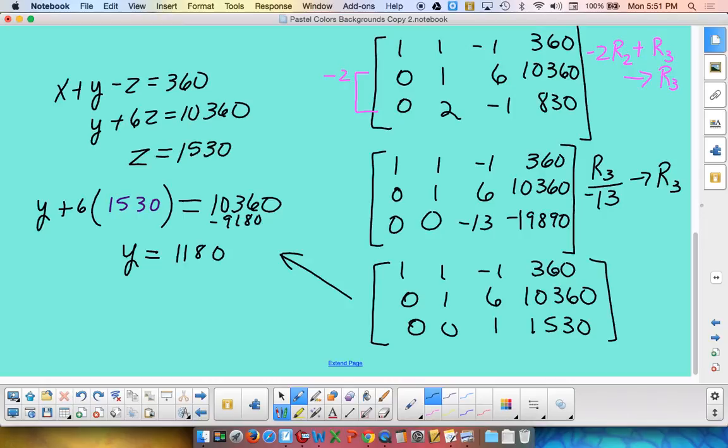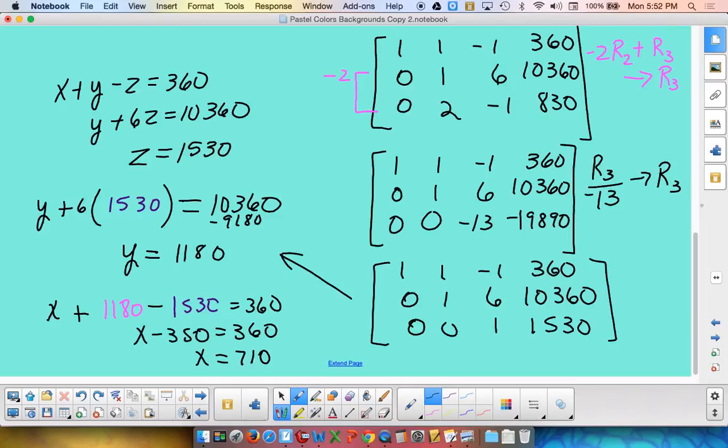Then finally, if I go a step farther, what do I need to do to solve for x? Yes, I simply need to put those two answers back in. So if I come back to the very top, x plus y was now 1,180, and it says minus z. So by minusing z, z was 1530. And that is supposed to equal 360. Okay, well, 1180 minus 1530 is going to be negative 350. So I actually have x minus 350 equals 360. If I add 350 over, x is going to be 710.